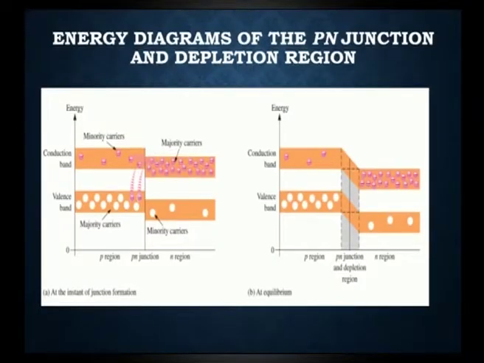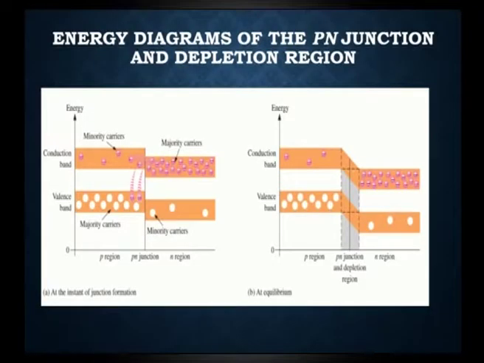Next, we study the energy diagrams of the p-n junction and the depletion region. This is a very important concept. We have come across P type and N type, and now we are moving from the semiconductor concept towards the diode concept. We know how the P type and N type materials are formed, but we do not know exactly what the energy bands look like in the P and N type.